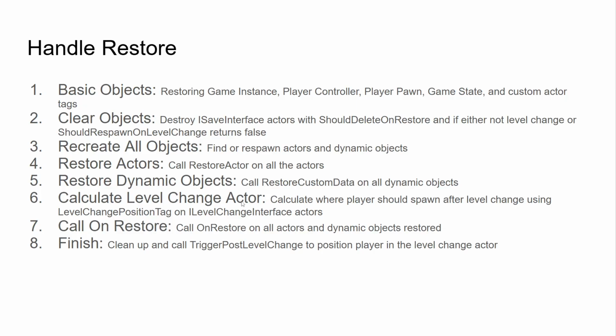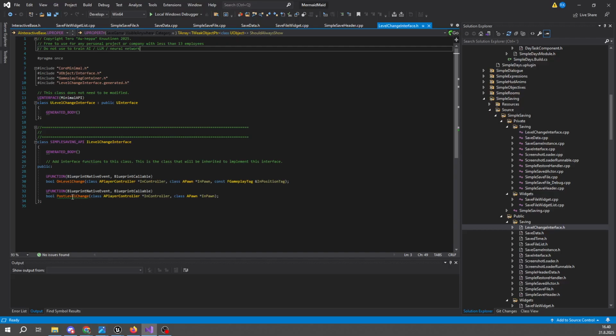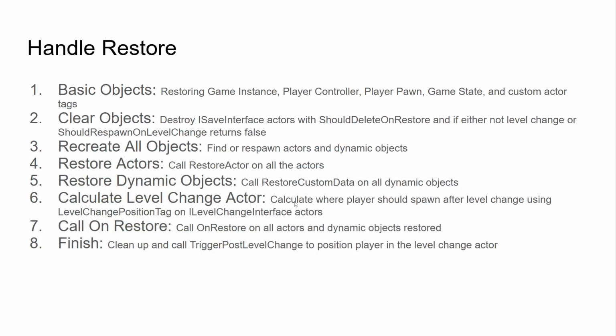Then I clean up some of the pointers and arrays and stuff like that that are only there for the duration of the restoration, and then I call trigger post level change. So I call this function on the selected level change actor if it was a level change. Okay, that's about it.